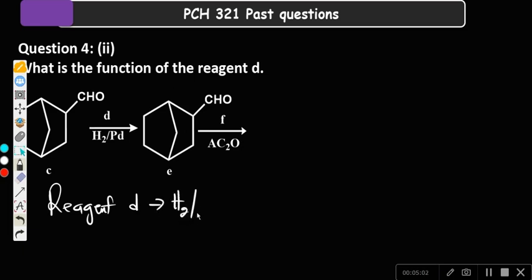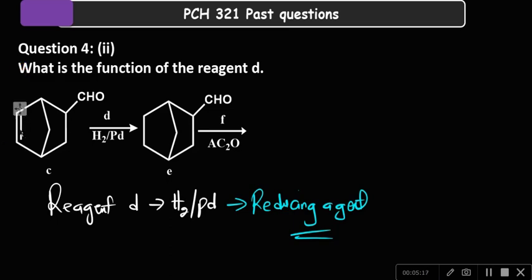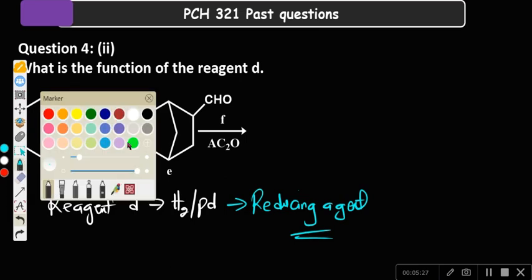H2 and palladium, they are reducing agents. All right, so that is the function of reagent D. They are what? Reducing agents. Now, what did they reduce? They reduce the double bond of this cyclic ring here to a saturated compound. So there's no double bond here. Is that okay? So that's basically the function of reagent D.